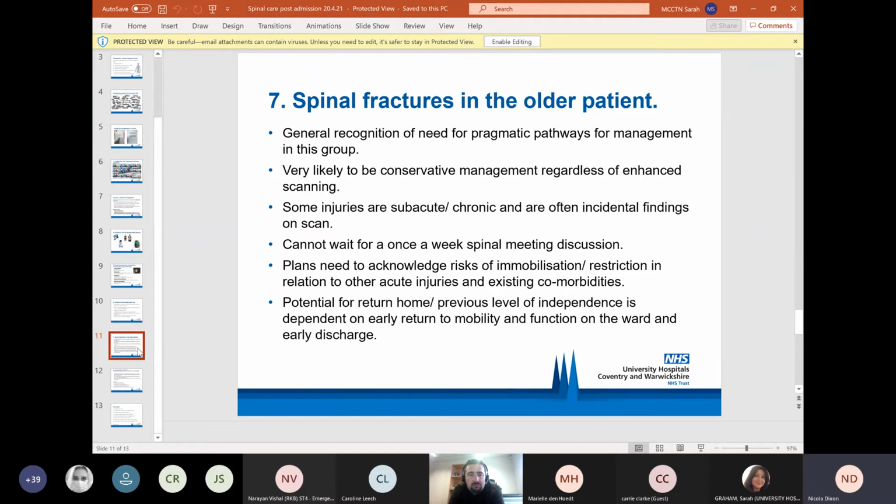Plans need to acknowledge the risk of the immobilisation and relate to any other injuries or comorbidities. And then we need to recognise with the elderly that discharge home or discharge to their previous level of independence is dependent on early return to mobility and function on the ward, similar to what John MacArthur was saying around the pelvis fractures. Thank you.